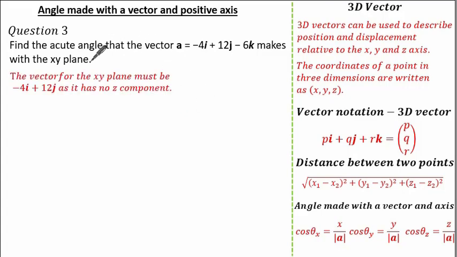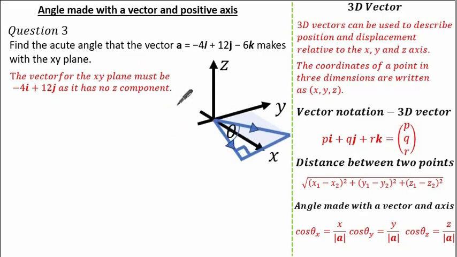Well, for the xy plane, we have to write a vector, and that vector must not have a z component because it must only contain the x and y components. So that means our vector would be minus 4i plus 12j, which would represent the xy plane. I'm just going to briefly show you with a quick sketch. So here you can see I've roughly drawn the vector minus 4i plus 12j minus 6k, and I've roughly drawn or highlighted that xy plane. So this is our vector to represent the xy plane.